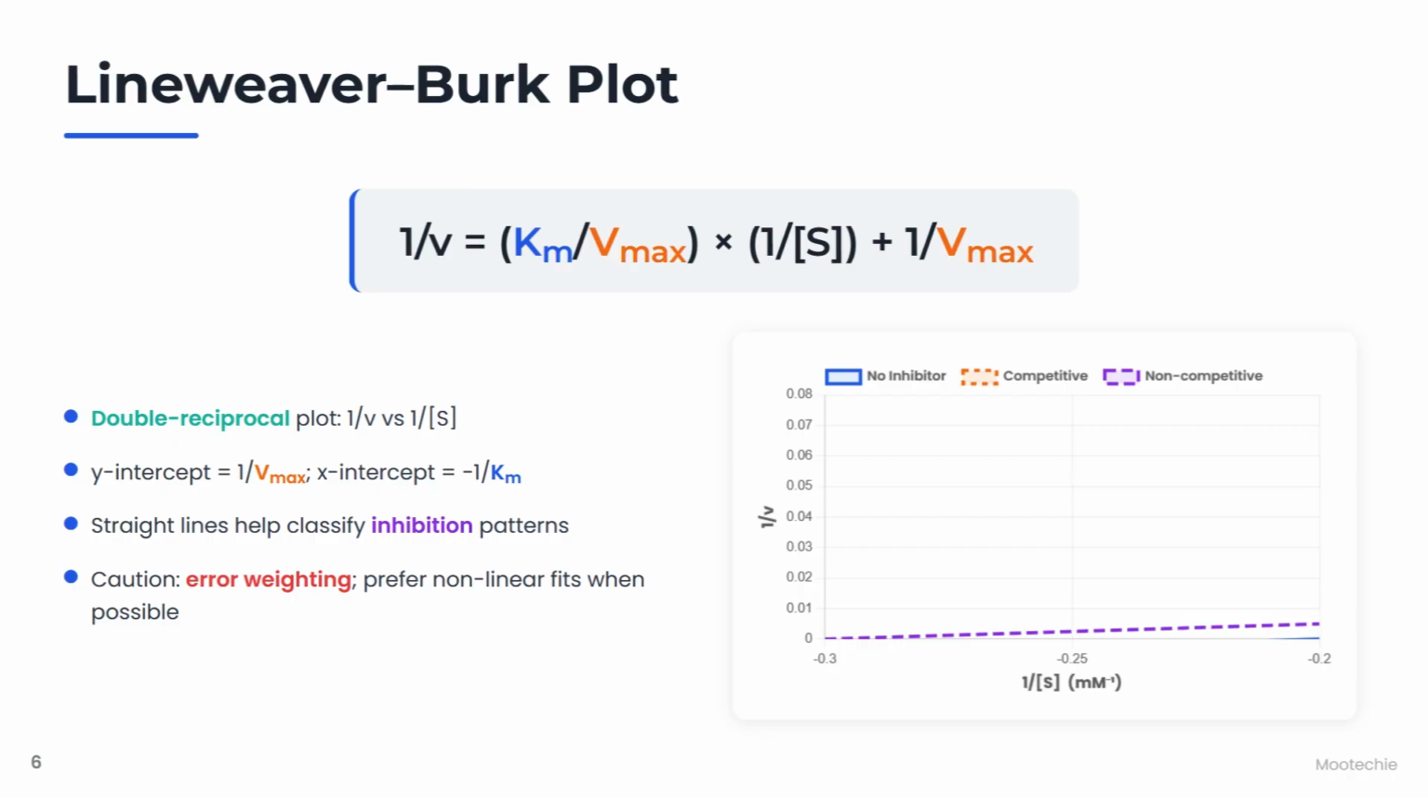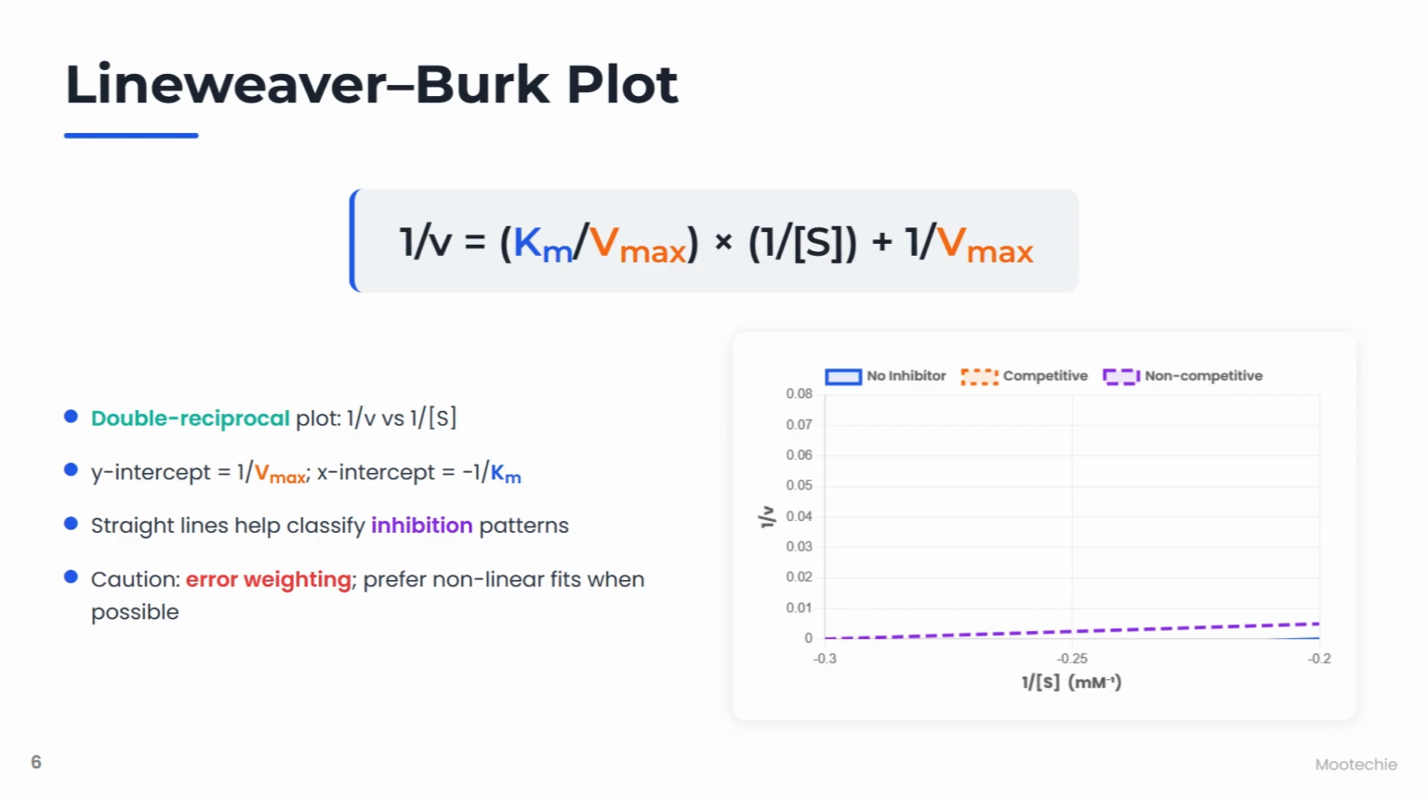These straight lines help us classify different inhibition patterns. A word of caution: this plot can weight errors unevenly, so nonlinear fits are often preferred. The diagram on the slide shows 3 lines on a graph of 1 over velocity versus 1 over substrate concentration in inverse millimolar. The lines represent no inhibitor, competitive, and non-competitive scenarios intersecting at different points.